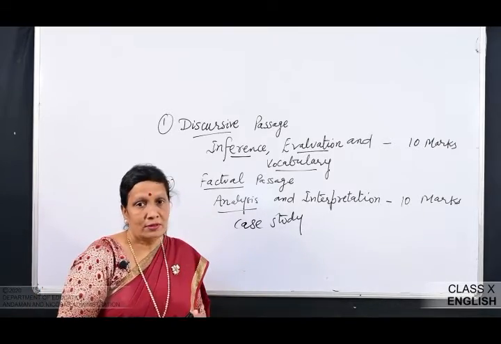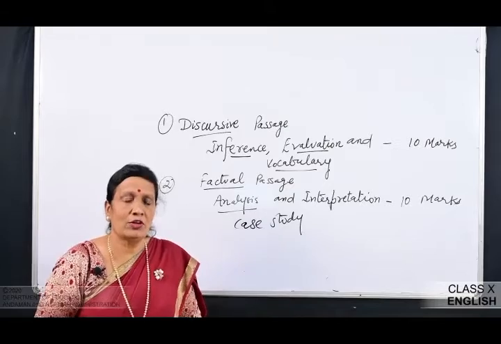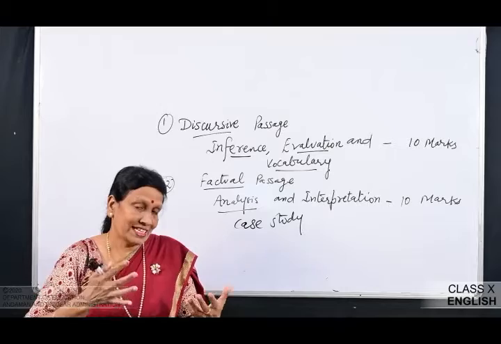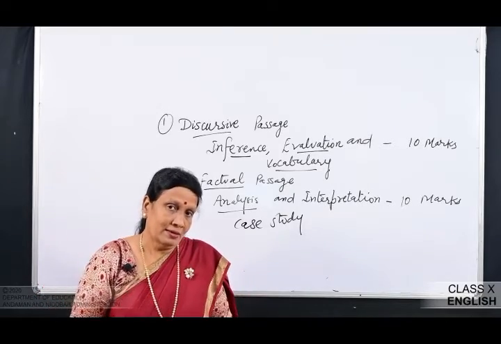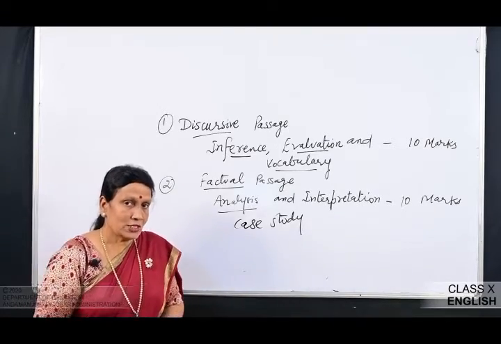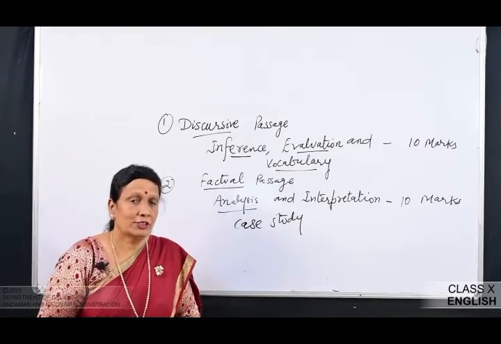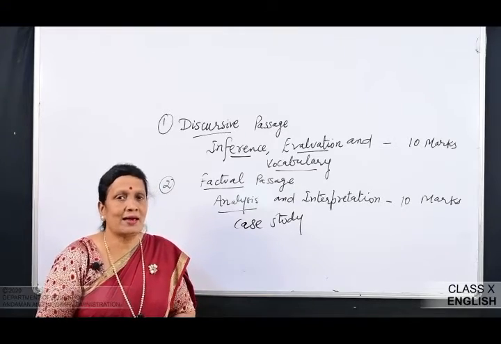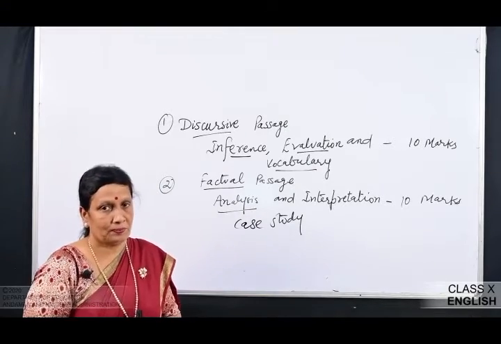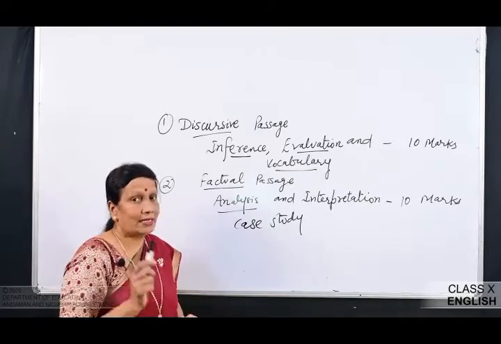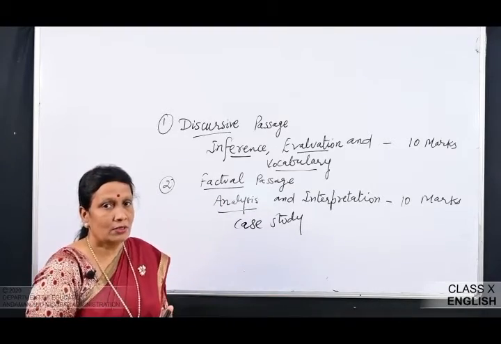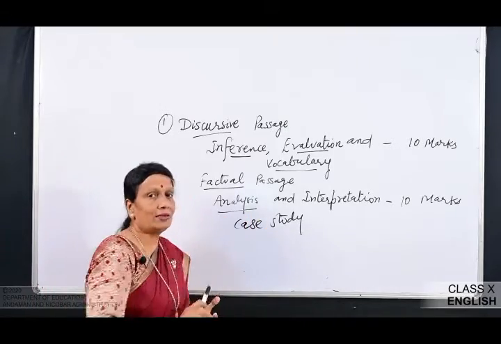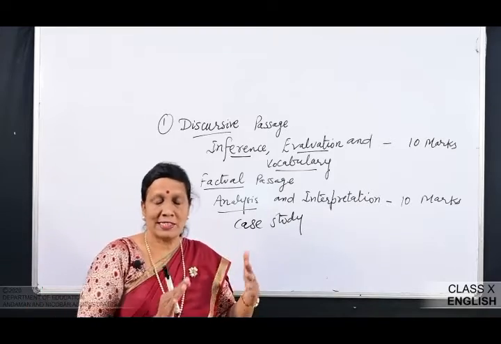So, you have been doing this even in your social science subject. You get a lot of tables and charts and bar graphs related to different topics of your social science subject, and you try to compare and try to analyze and interpret that information. So, here when you are attempting a factual passage, you need to read the passage very carefully and try to analyze and interpret the information that has been provided to you.